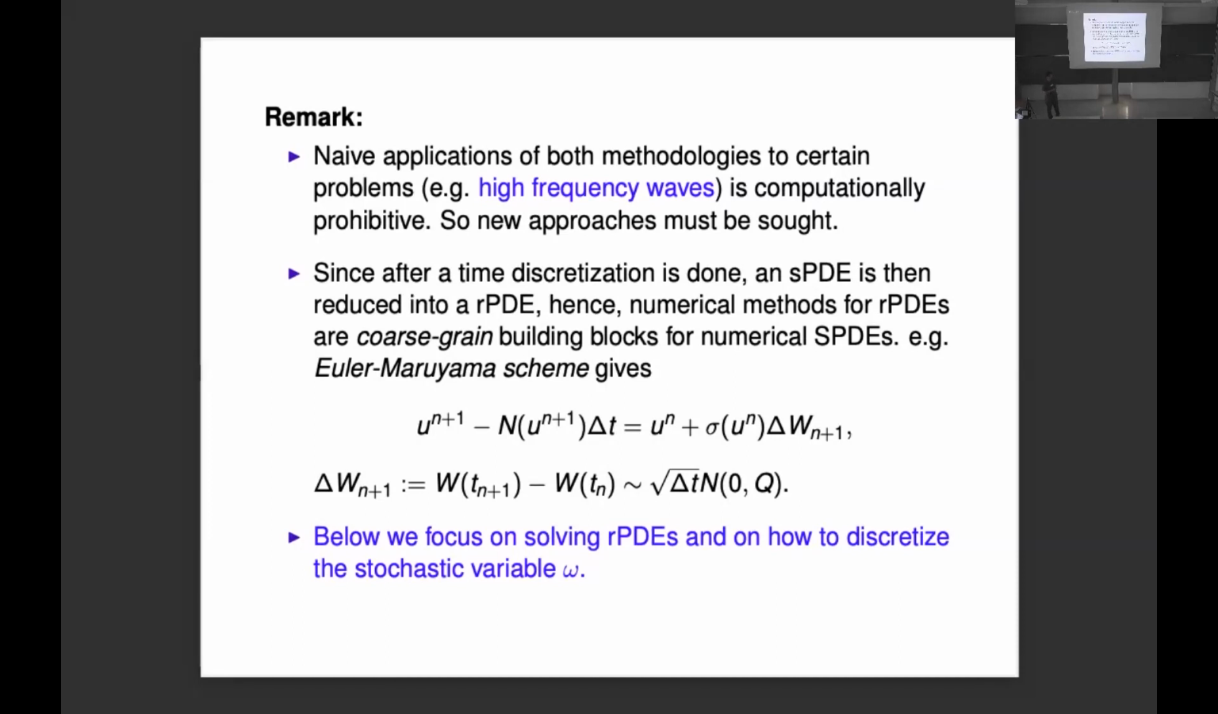essentially back with Euler, you discretize in time first, then you can see in each time step, you have the random PDE. So you convert the stochastic PDE into a random PDE in each time step. So all the techniques for solving the random PDEs can be applied. So in a sense, the numerical method for solving random PDEs is a coarse grid building block for solving a stochastic PDE.